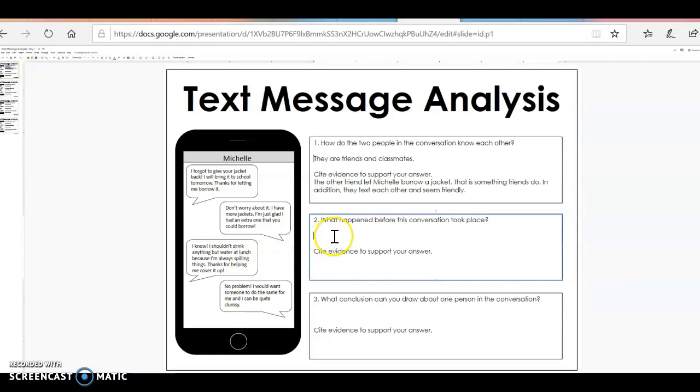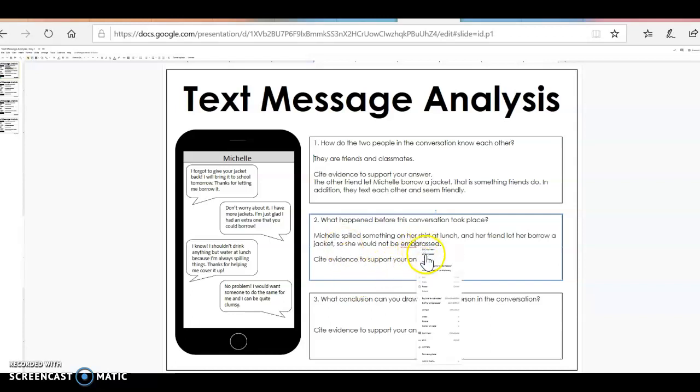Okay, so I'm going to say that Michelle spilled something on her shirt at lunch, and her friend let her borrow a jacket so she would not be embarrassed. Something like that, okay? Except I can't spell. Oh my goodness gracious! I'm going to say it's that one.